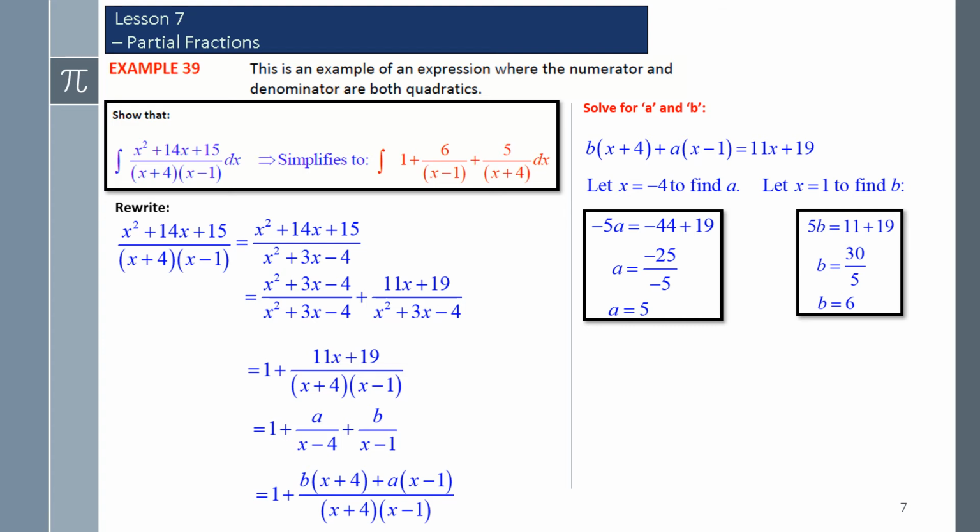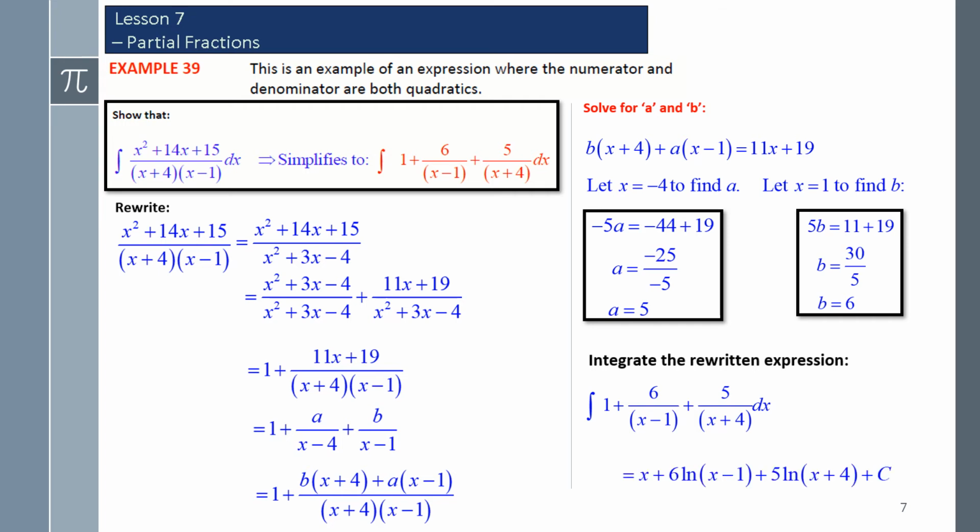So all of this can now be rewritten here as 1 + 6 over (x - 1) + 5 over (x + 4). Integrating this, the integral of 1 is plain old x. The next one is 6 natural log|x - 1| + 5 natural log|x + 4| plus our constant of integration. It looks tricky to start with, but following this process, you'll be able to break it down to partial fractions, and then the final integrand is far easier to anti-differentiate.